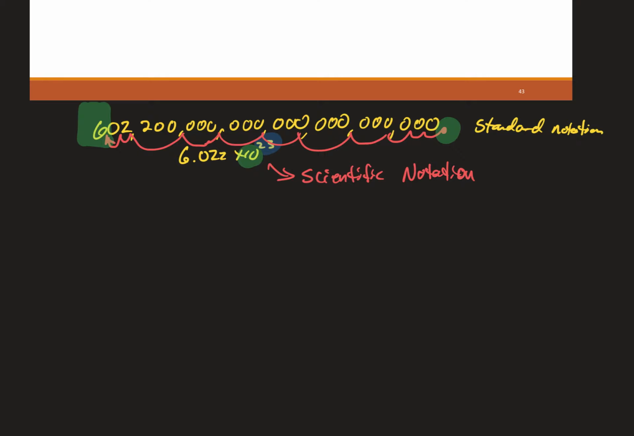If we count those up, let me change the color here. Let's use white, I guess. We have 23 place values. And again, the exponential part up there is 23, 10 to the 23rd. And so it's telling you the magnitude of that number, but it's taking up a lot less space.